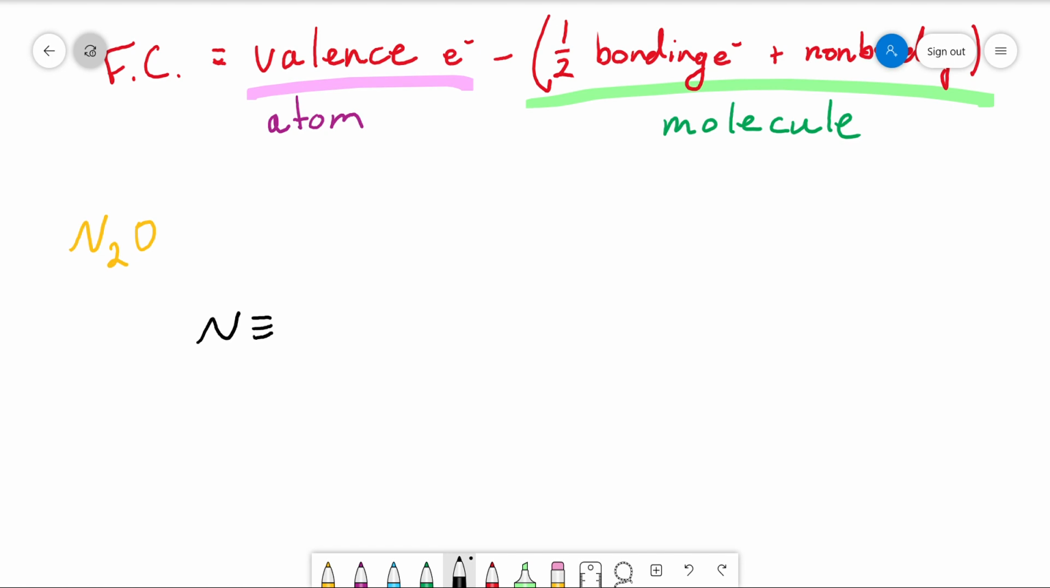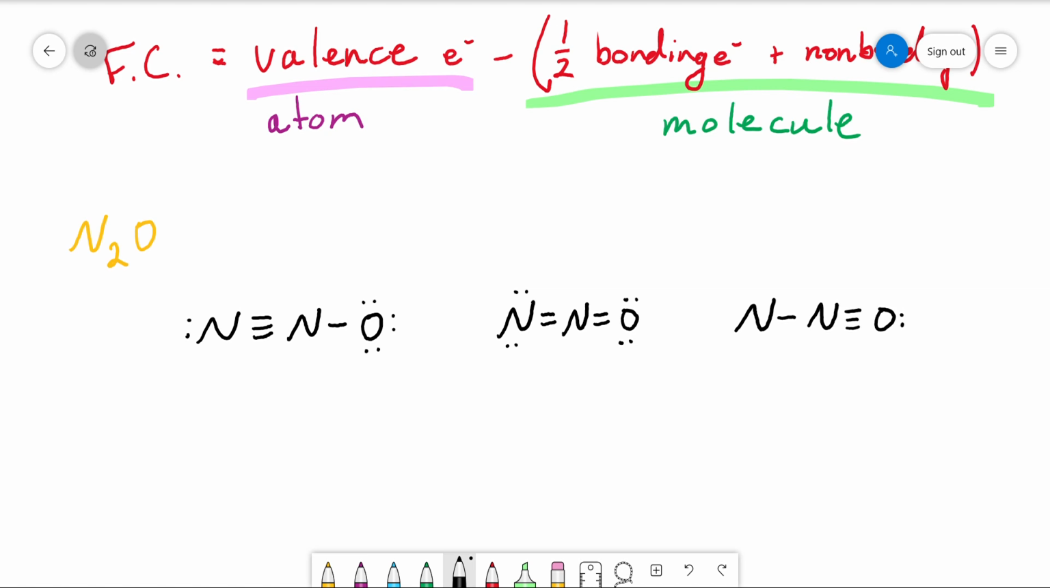N with a triple bond and a lone pair, nitrogen, single bonded oxygen, 3 lone pairs. Then I get this one, 2 lone pairs on this nitrogen, double bonded the central nitrogen, and then oxygen with a double bond. And I get also this one. Triple bonded oxygen there with a lone pair, and then this nitrogen on the end has 3 lone pairs.